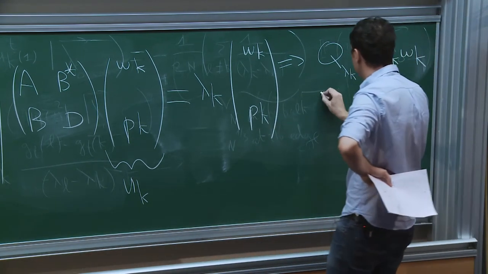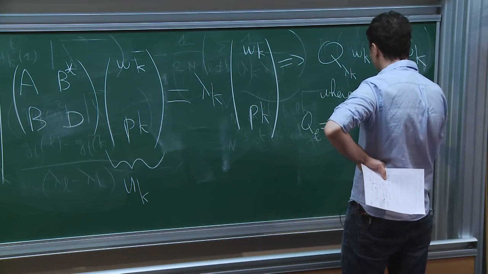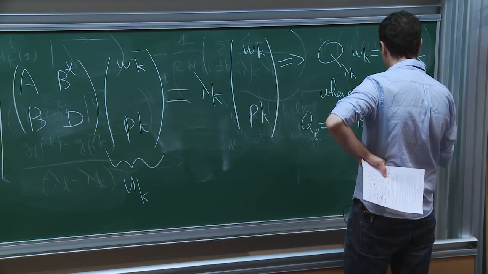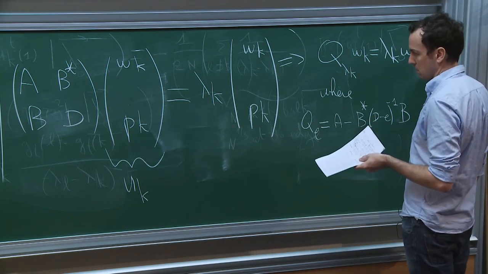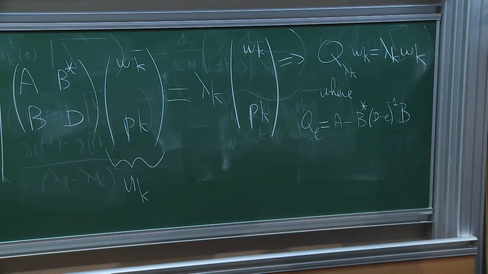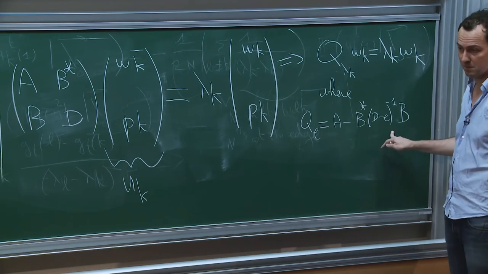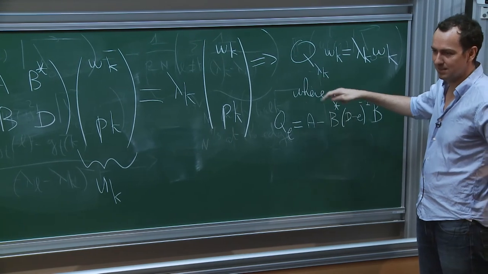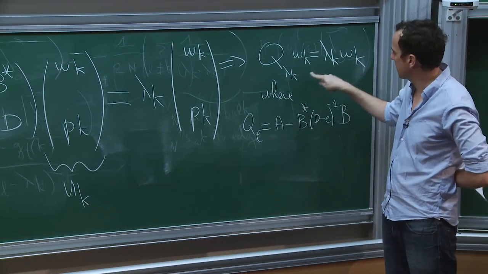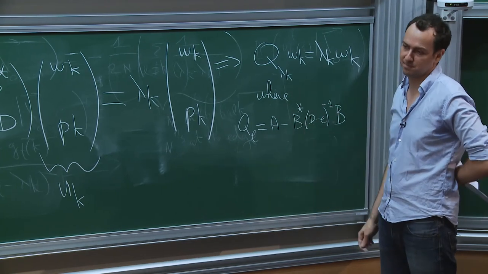And this Q(E) is just a Schur complement. It's A minus B star (D minus E) to the minus 1 B. So if you define this for a fixed parameter E, this is your matrix. Now, when you do the Schur complement, E becomes random itself. It's lambda_k. So it's a complicated equation because of the dependence on lambda_k. You cannot say I have a fixed matrix and I look for the eigenvalues, because the matrix itself depends on the eigenvalue.